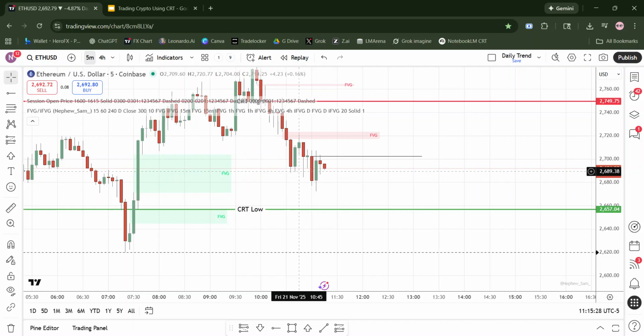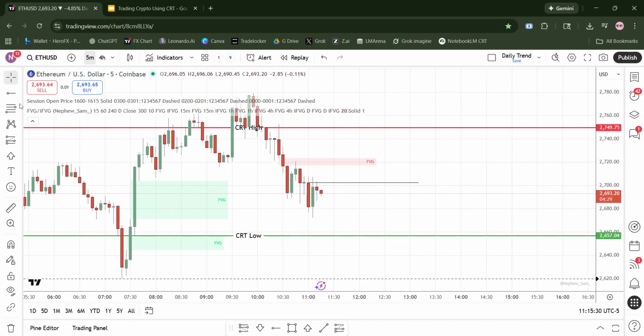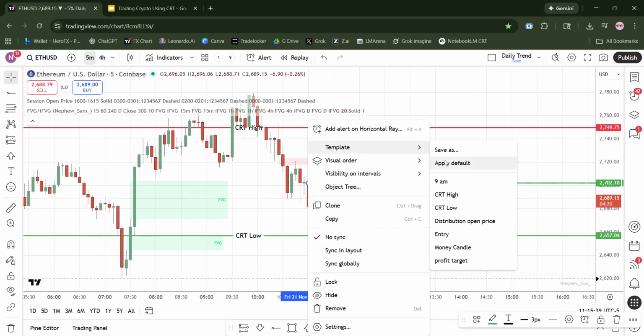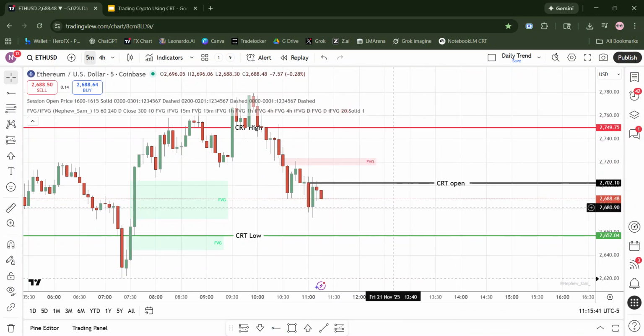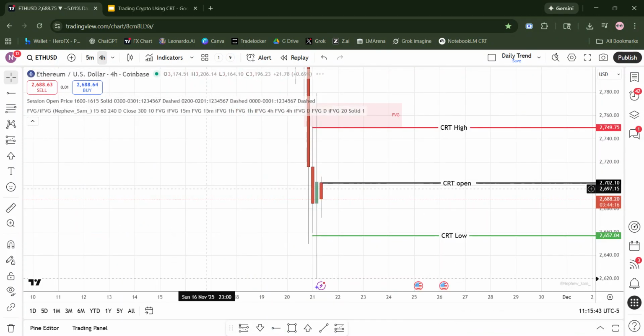All right, so this is a long example. The open price was right here at 11 a.m. So I got in, I think, a little bit before 11, but either way, this is the opening price right there. Okay, so let me go back out to the 4-hour.